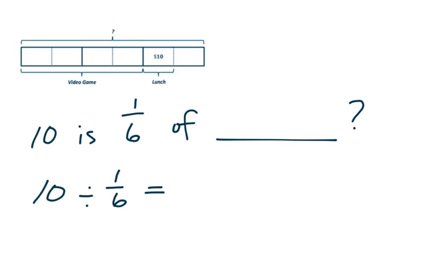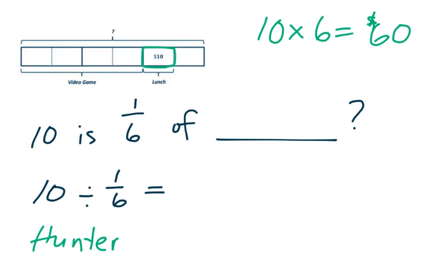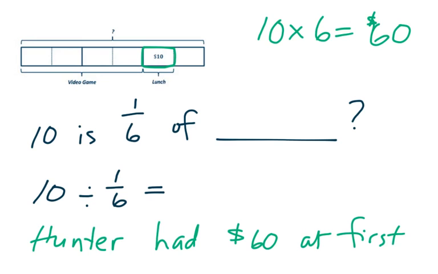So on the tape diagram, when I go back there, I can see that each of those sections, and I can see now that I have 1, 2, 3, 4, 5, 6, right? Each of those units is worth $10. And there are 6 of those units, so that gives me a total of $60. So that tells me that Hunter had $60 at first. So that's before the video game and before the lunch.